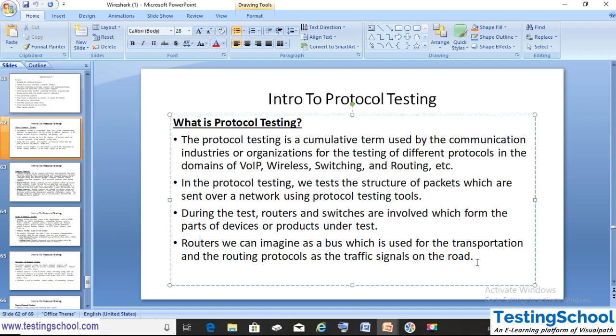So this is the summary of protocol testing. We are testing the functionalities of the particular protocol, whether it is working fine and behaving the way it should. We'll try to send frames or packets, and check whether it is behaving in the proper way or not.